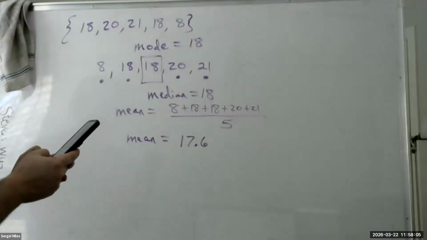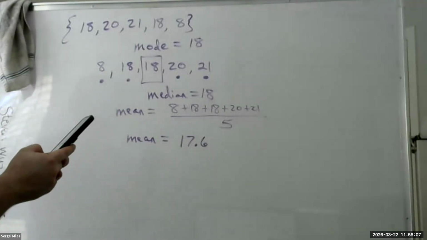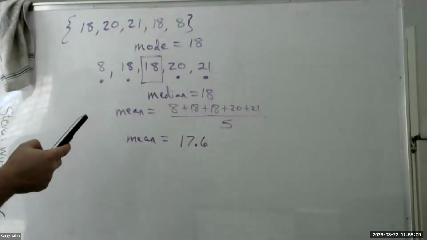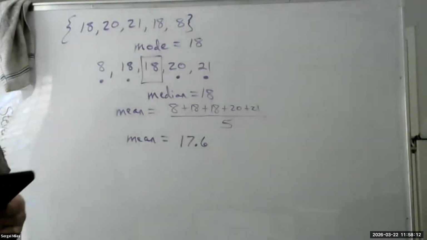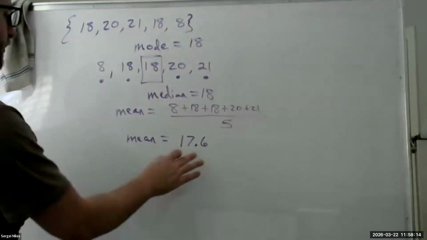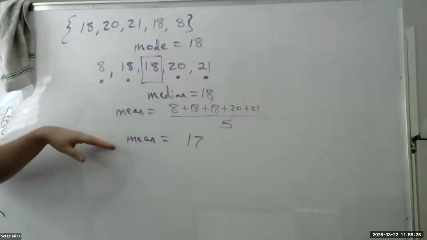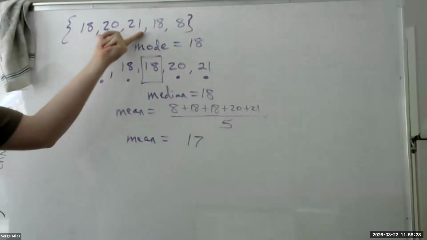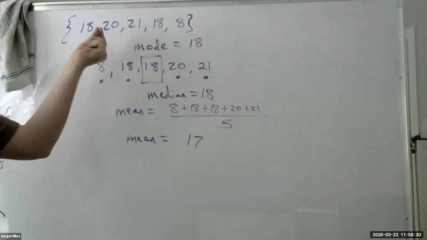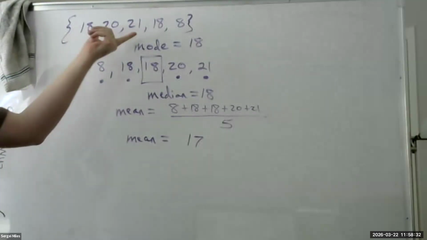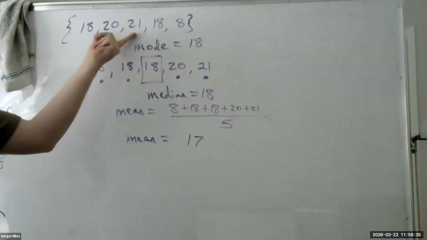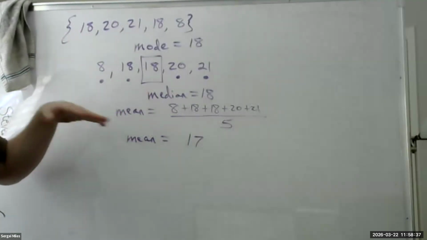So I have 8 plus 18 plus 18 plus 20 plus 21. I got 85 divided by 5. And now, in the case of this example, it's not that different because after all, 4 out of 5 of this sample are pretty close to 18, right? A lot of these numbers are closer to 18. So what are we getting at here?